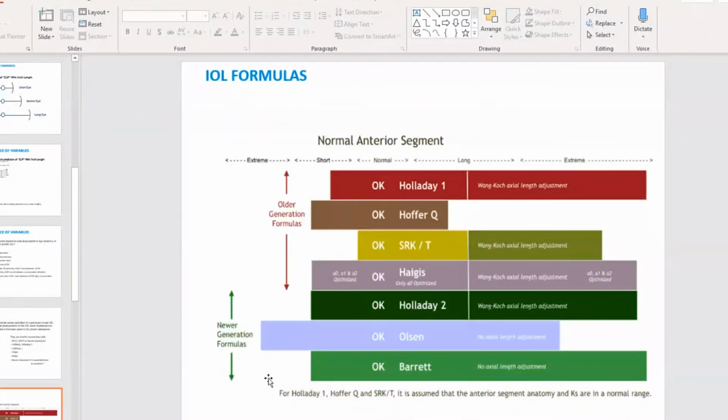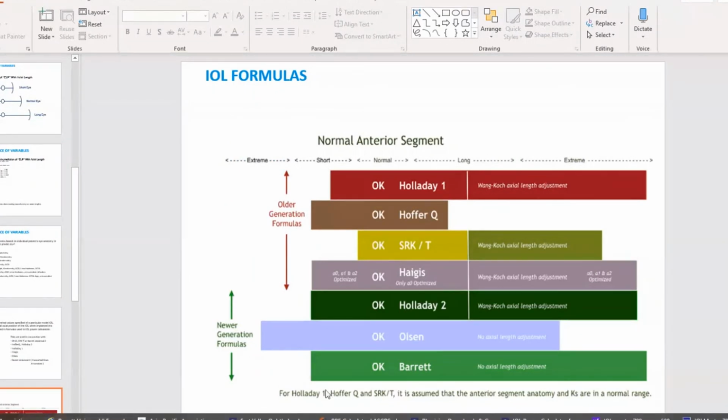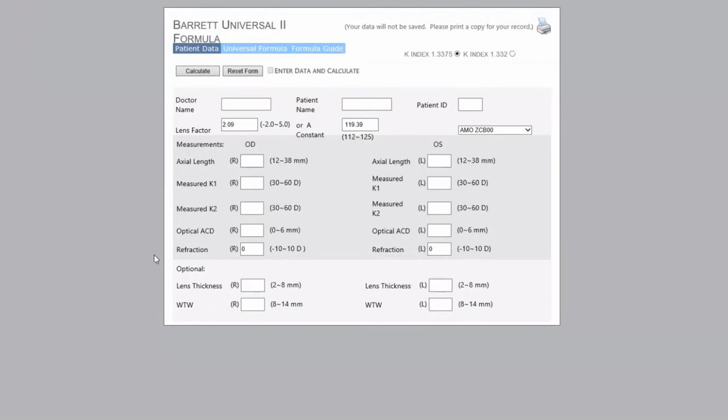Right. So similar also for the Barrett formula. You can see that there's some optional variables that you can put in, right? But if you do not have these values, the formula will still perform the calculation using just the axial length, the K readings, and the anterior chamber depth.